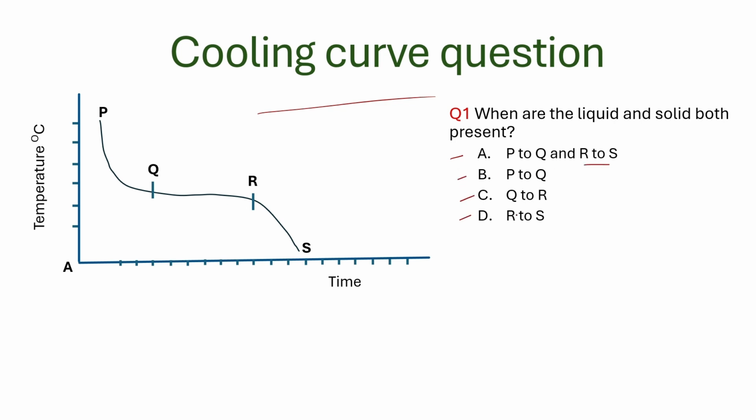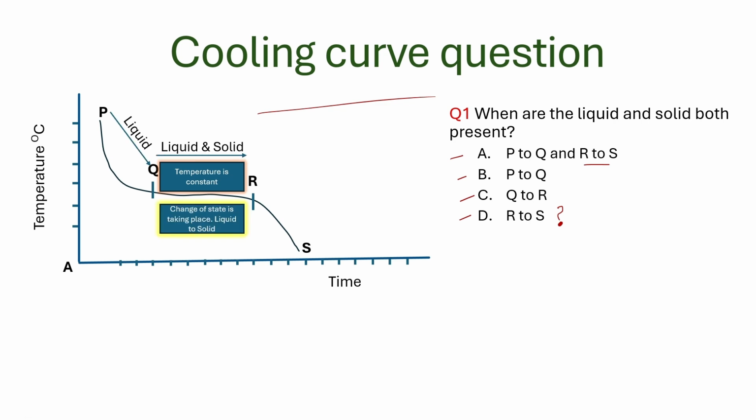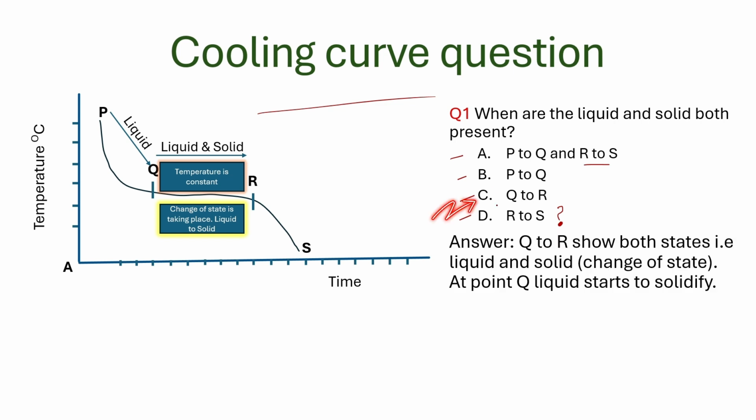D, R to S. Now as we can see that from Q to R the temperature is constant. This means change of state is taking place, it starts from Q till R. So it is liquid from P to Q, and from Q to R now we have both liquid and solid. As the temperature is going down, the liquid is solidifying. So its answer is C.